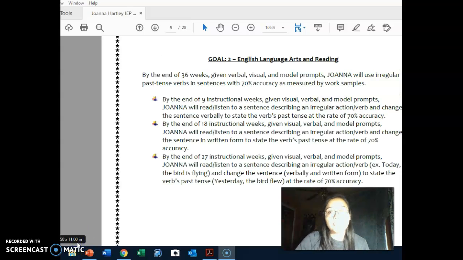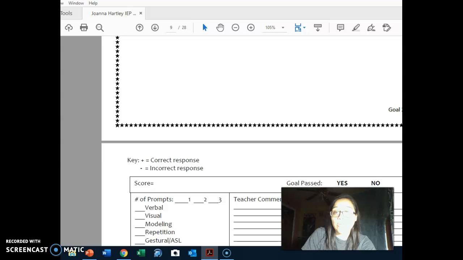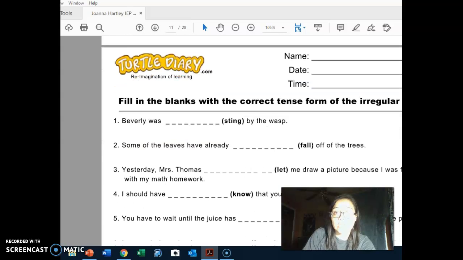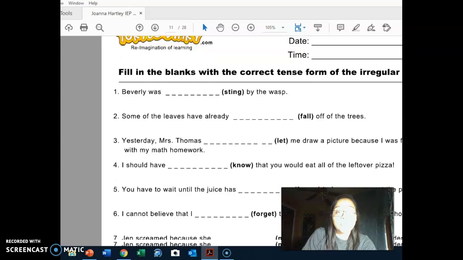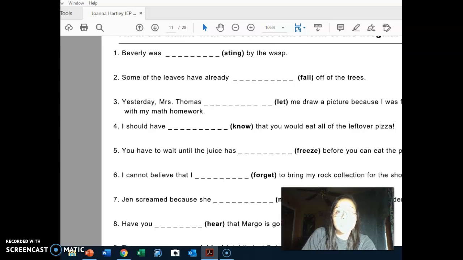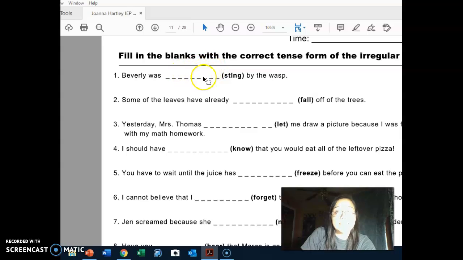Okay, so for goal number 2, Joanna will use irregular past tense verbs in sentences. So Joanna, what I want you to do in this goal is you're going to read and listen to a sentence describing an irregular action verb. So I'm going to give you a worksheet, and here you're only going to do the first worksheet. You're going to do this one only, 1 through, I think it's 1 through 15. So I want you to use the correct tense for the form of the irregular verb. So this is your irregular verb, and I want you to use it correctly.